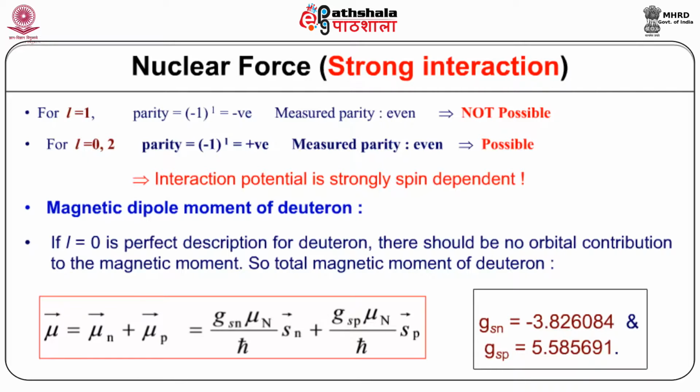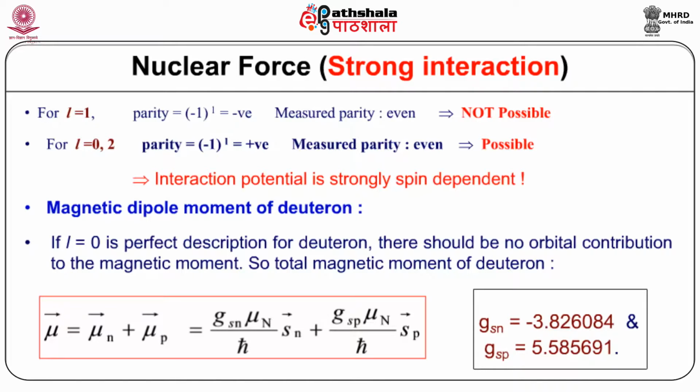Because the experimental values of spin and parity for the deuteron are found to be positive, L is equal to 1 is not possible, and L is equal to 0, 2 are possible. So the interaction potential is strongly spin dependent.